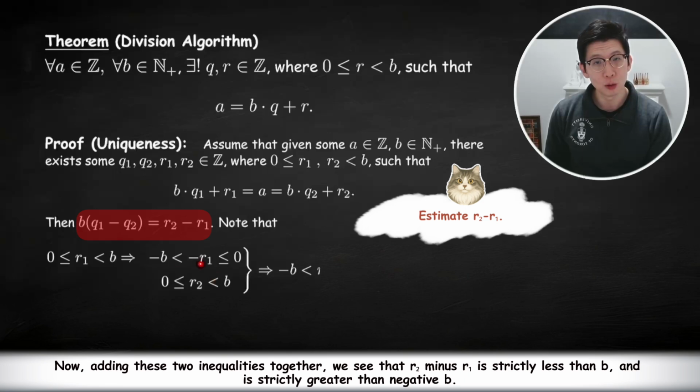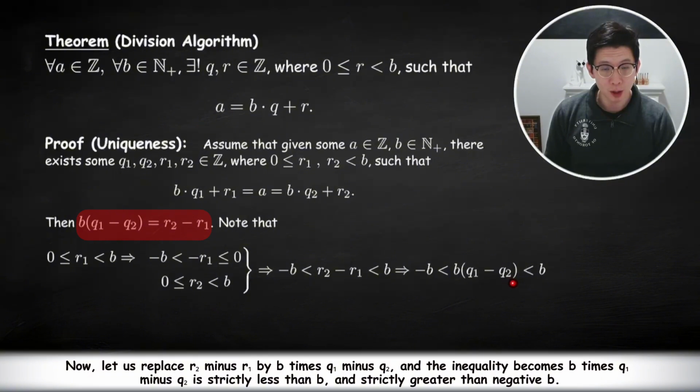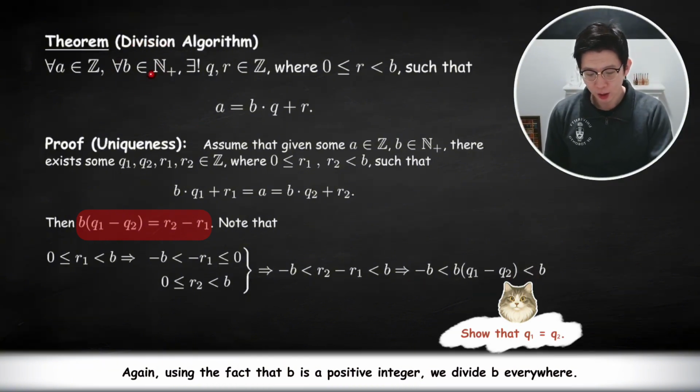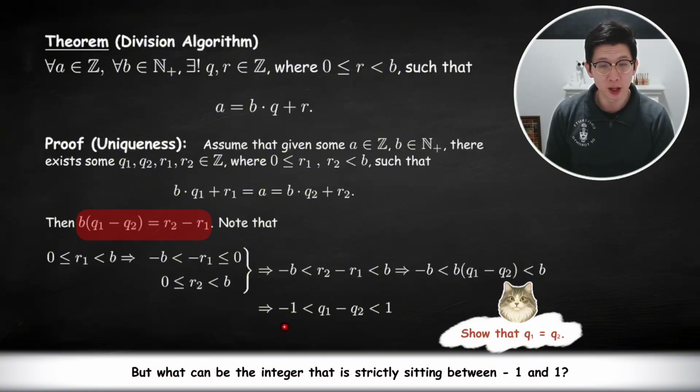We copy this condition as it is. Now, adding these two inequalities together, we see that r2 minus r1 is strictly less than b and is strictly greater than negative b. Now, let us replace r2 minus r1 by b times (q1 minus q2). And the inequality becomes b times (q1 minus q2) is strictly less than b and strictly greater than negative b. Again, using the fact that b is a positive integer, we divide b everywhere. This shows q1 minus q2 is strictly less than 1 and greater than negative 1.